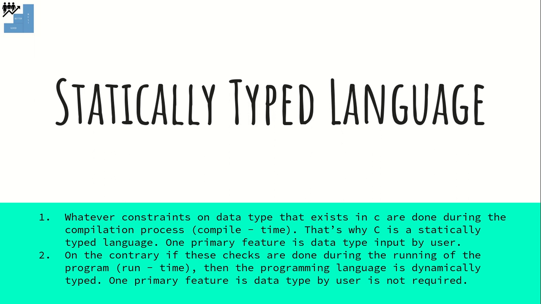Whereas in a dynamically typed language, you don't need to provide data type in the source code itself. For example, in Python, we do not need to provide the data types in the source code. All the type checking happens during the running of the program, and if some type rule has been violated, then during running of the program only the program will stop. So, this is one kind of classification.